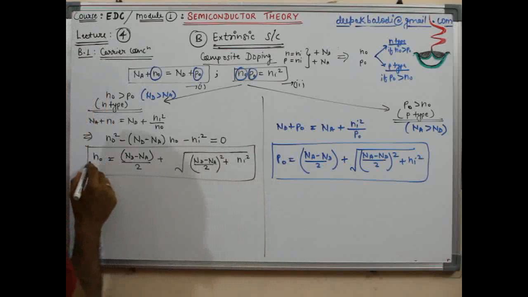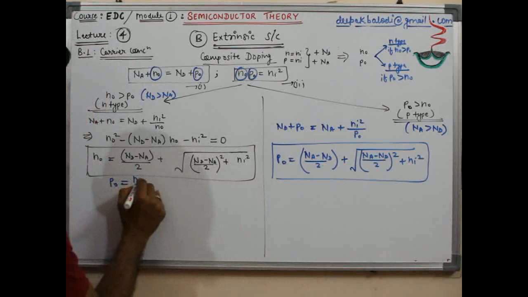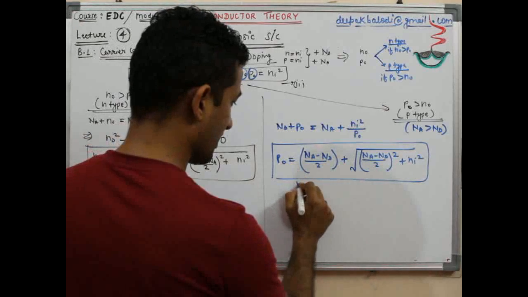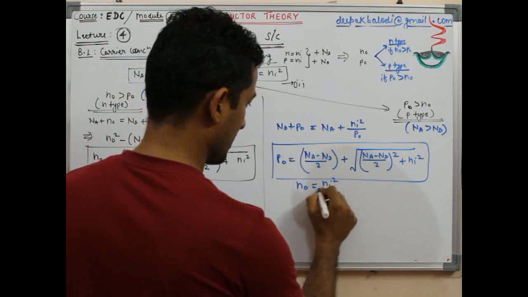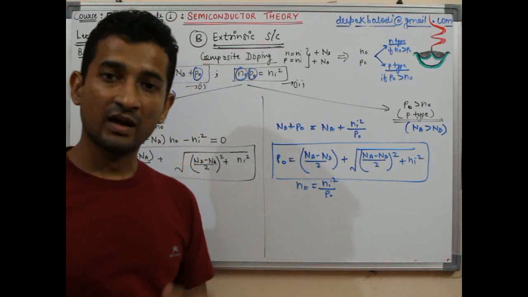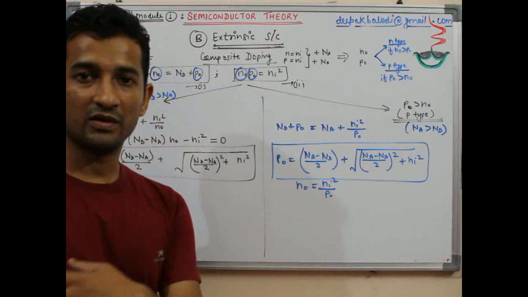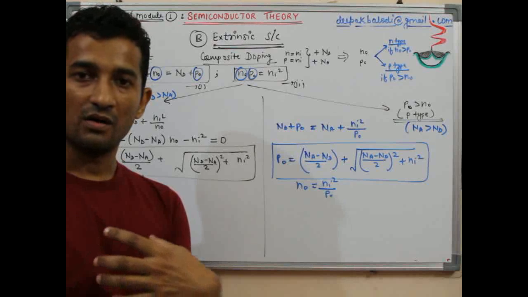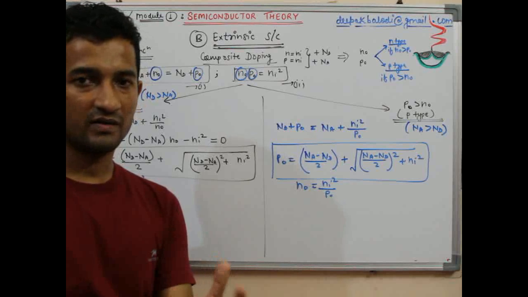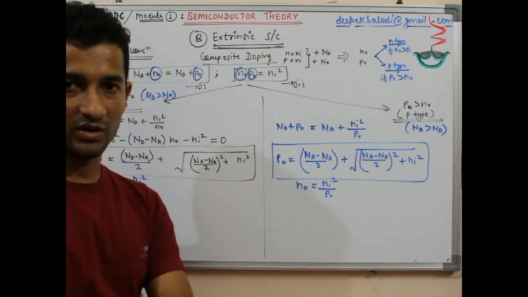So once N naught is known, then the other thing is very easy to understand. That is Ni square by N naught. Similarly, if P naught is calculated here, then N naught is Ni square by P naught. So these are the exact calculations of carrier concentrations, independent of the cases whether doping concentration is more than Ni by 1 order or 2 order or 3 order or 4th order. It doesn't make any condition here. So these are the accurate calculations.